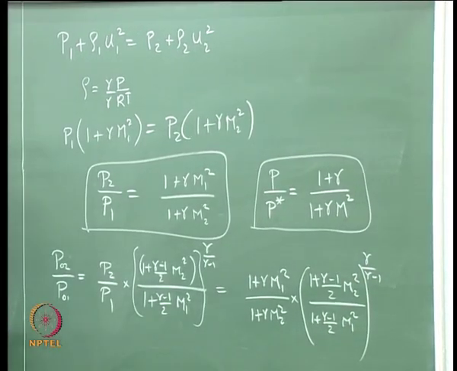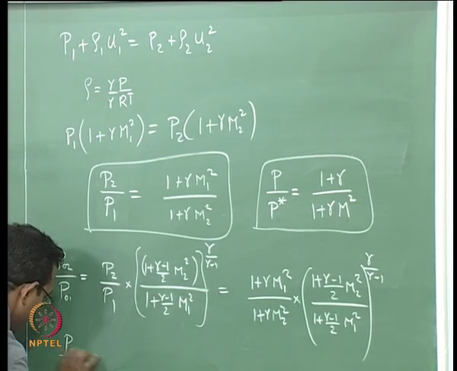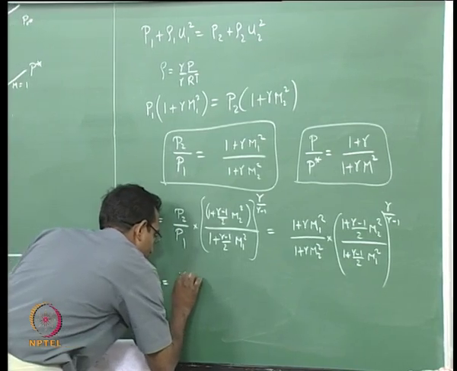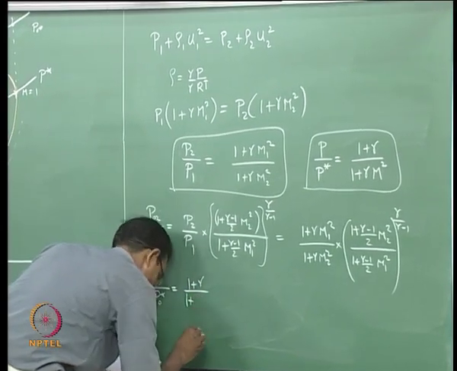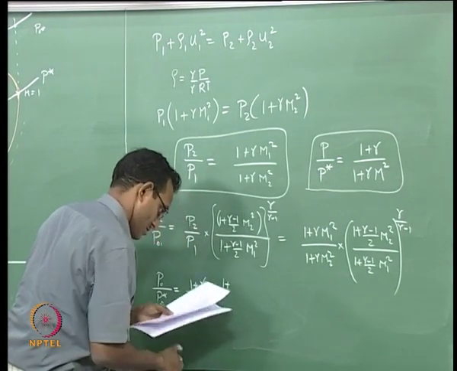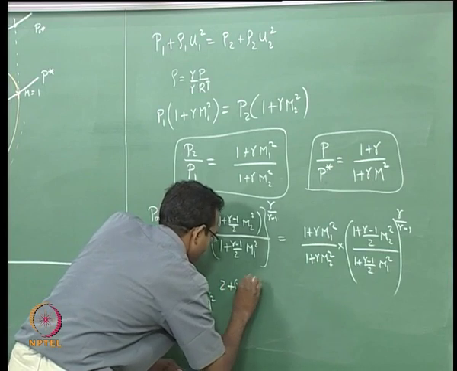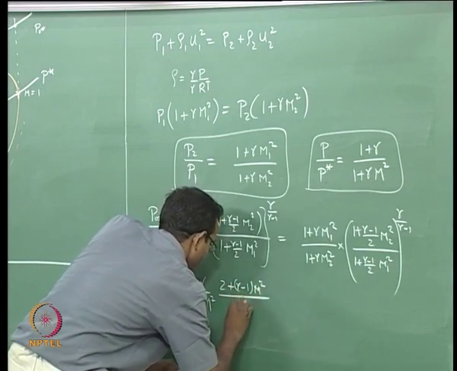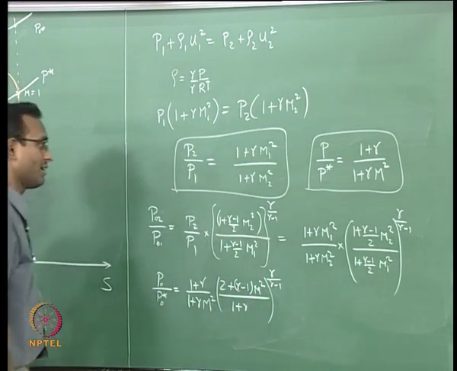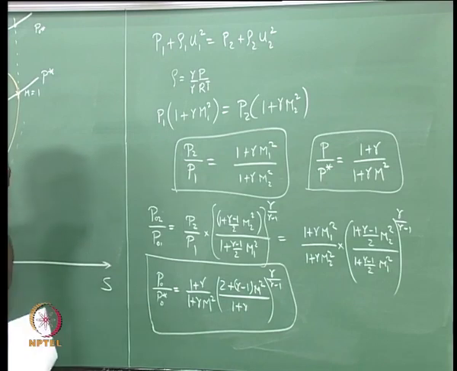This is another relation I have, and this again I can write as p0 by p0 star. And that is going to be 1 plus gamma divided by 1 plus gamma M square times, I will rewrite this expression a little bit. I have something else in my notes, but it is okay. Gamma minus 1 M square divided by 1 plus gamma, to the power gamma by gamma minus 1. I have this relation, another important expression given in tables. One more expression.